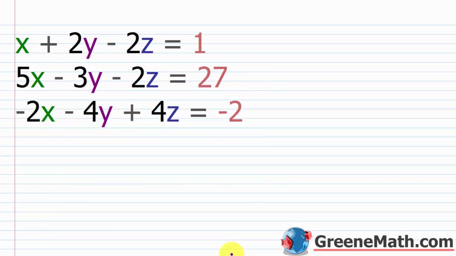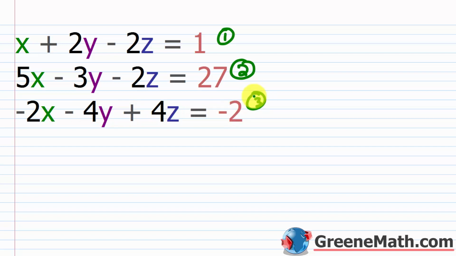All right, let's wrap up the lesson and look at one more special case scenario. So suppose we have x plus 2y minus 2z equals 1. Again, I'm going to label this as equation 1. And then 5x minus 3y minus 2z equals 27. I'll label this as equation 2. And then -2x minus 4y plus 4z equals -2. I'll say this is equation 3.